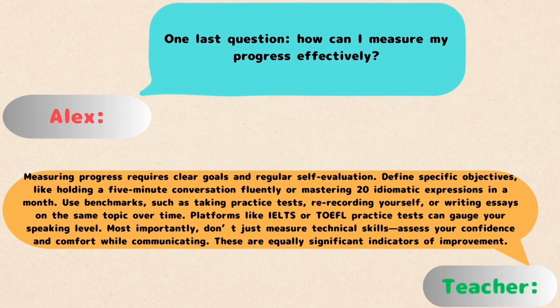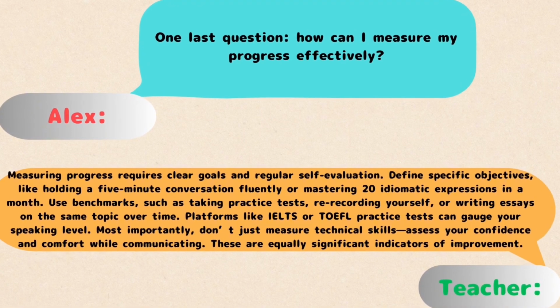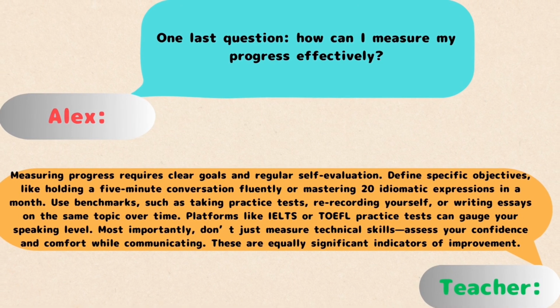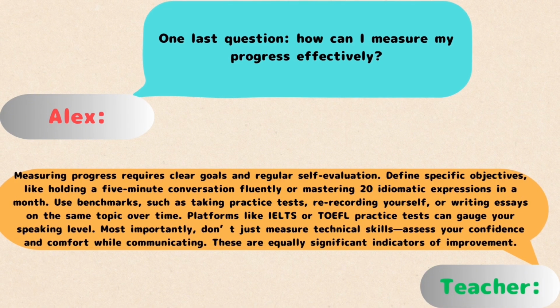One last question. How can I measure my progress effectively? Measuring progress requires clear goals and regular self-evaluation. Define specific objectives, like holding a 5-minute conversation fluently or mastering 20 idiomatic expressions in a month. Use benchmarks, such as taking practice tests, re-recording yourself, or writing essays on the same topic over time.